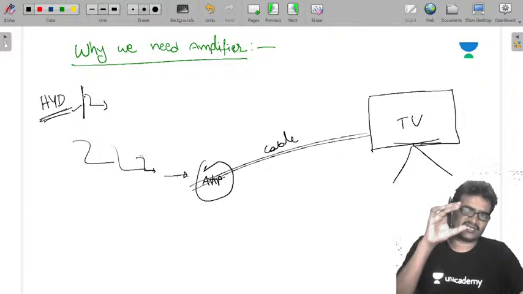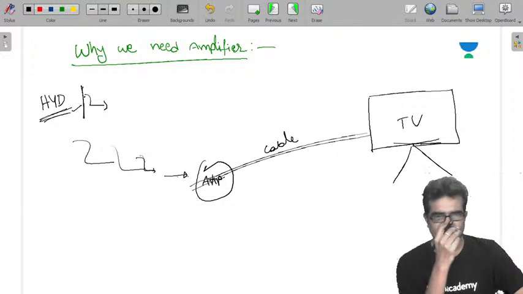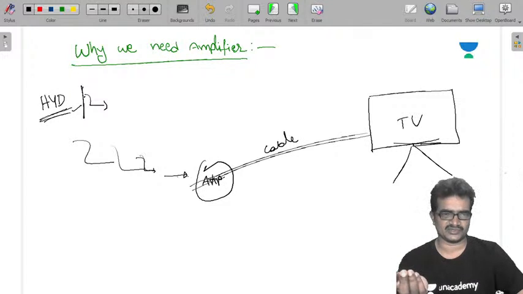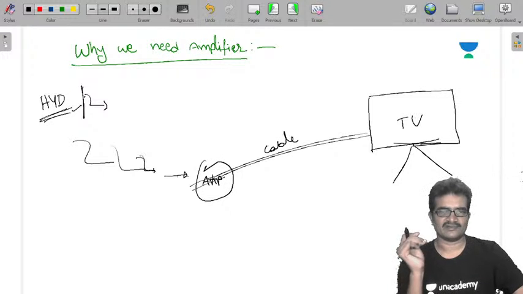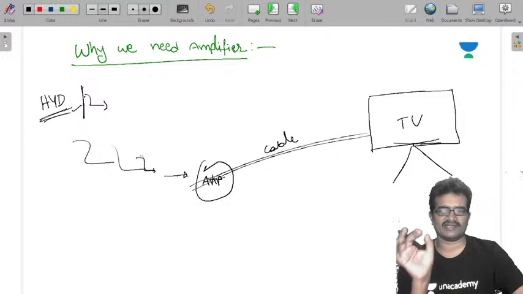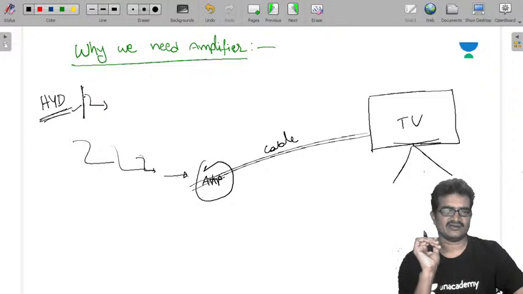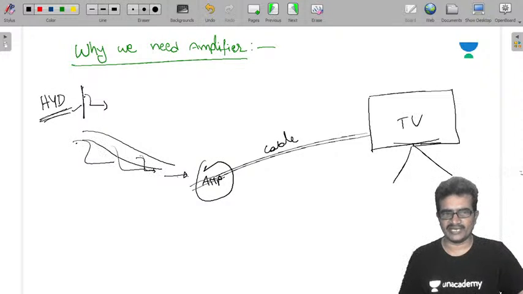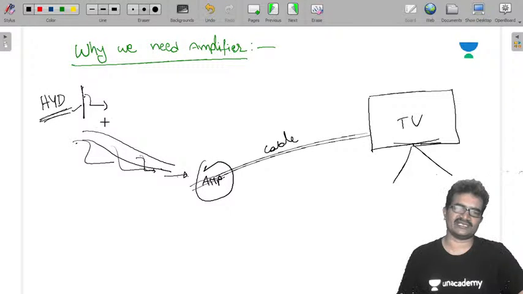Signal strength is weak. For example, once a guest comes to your home, what do we generally do? We give some water or tea or some juice, like that. Why? Because he traveled some distance. To strengthen him, we provide any one of these things. In the same way, your signal is traveling from so much distance, as well as through a medium.